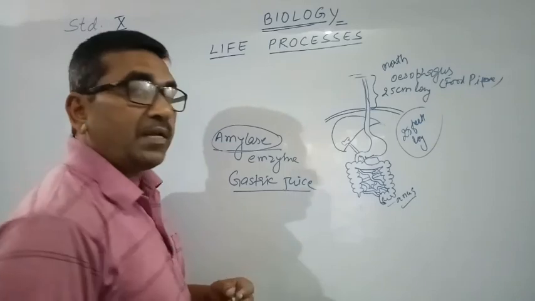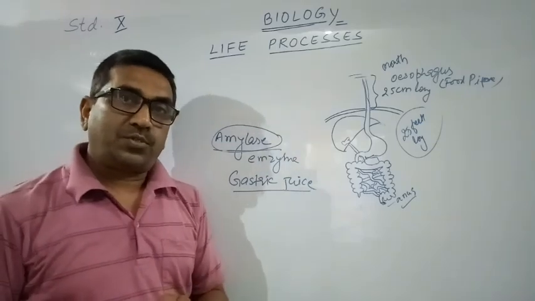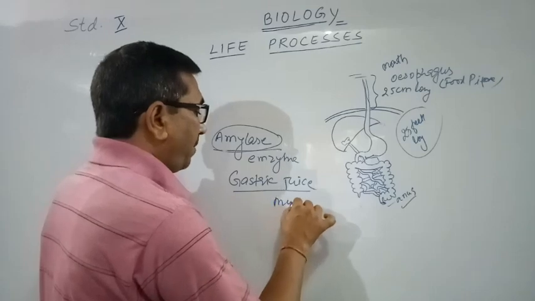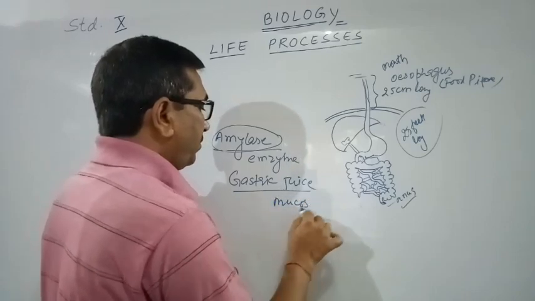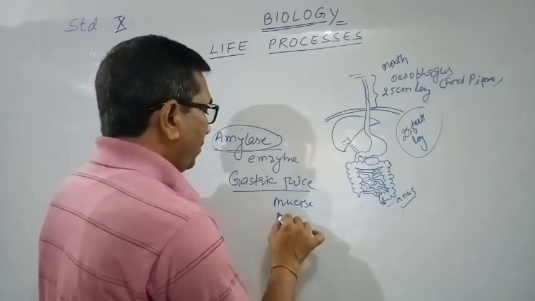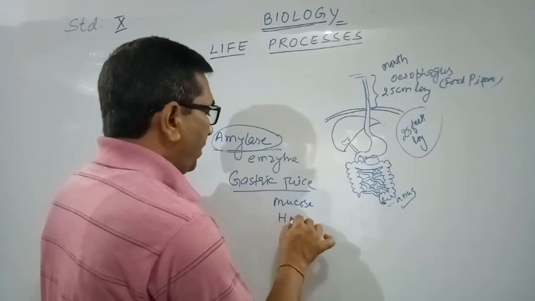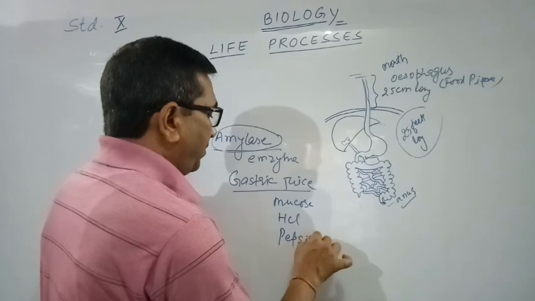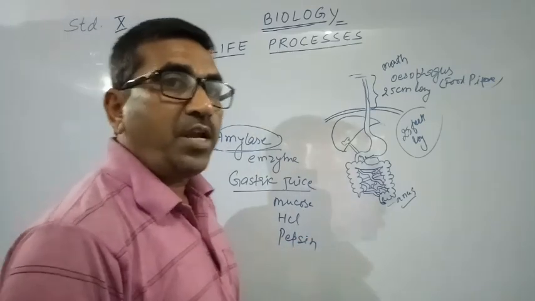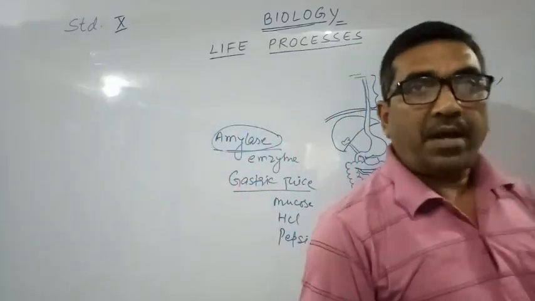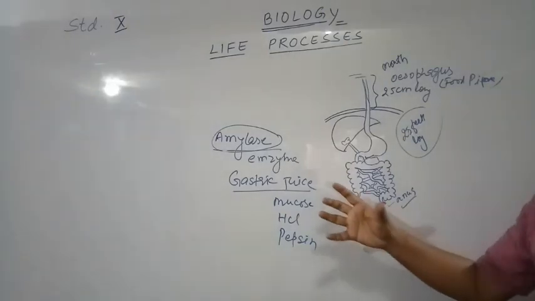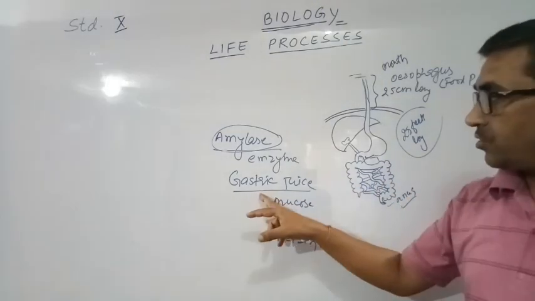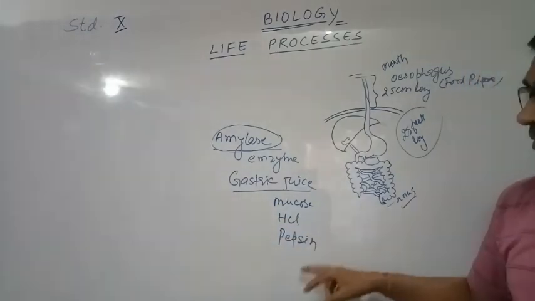The wall of the stomach secretes gastric juice. Gastric juice contains mucus, then hydrochloric acid and pepsin. These three things are secreted by the wall of the stomach. Gastric juice contains these three things.